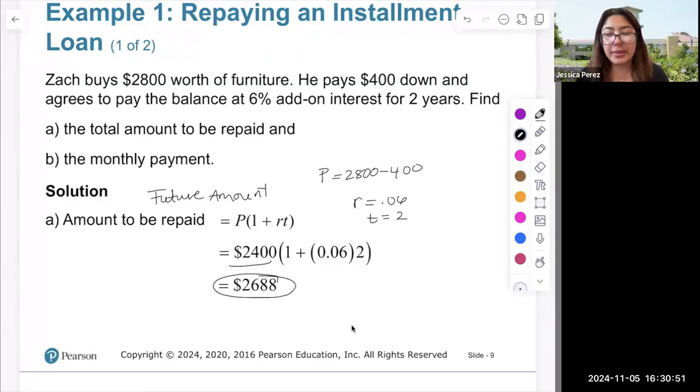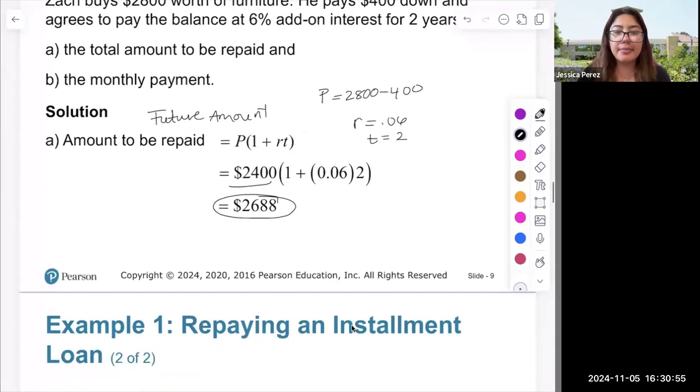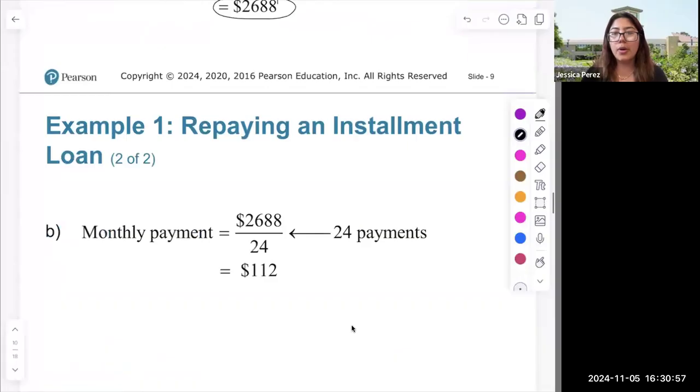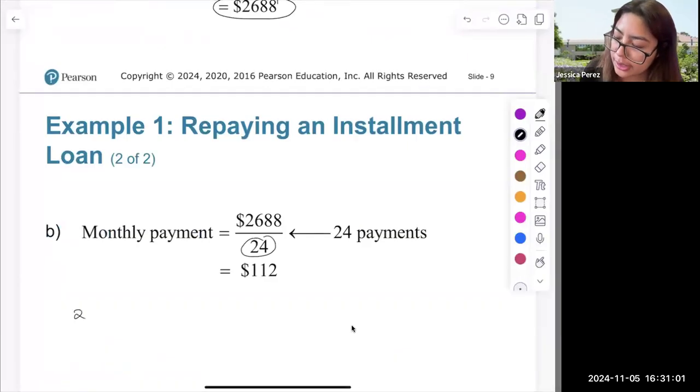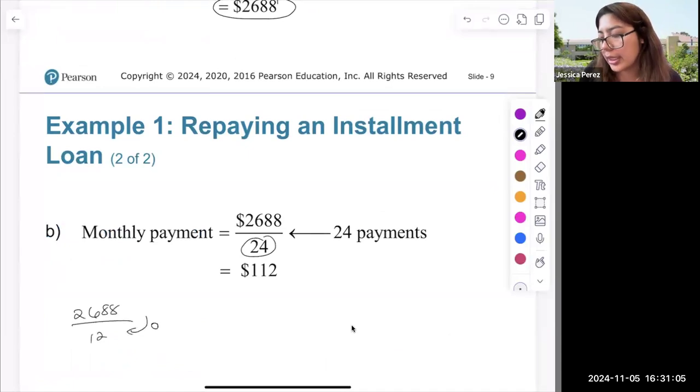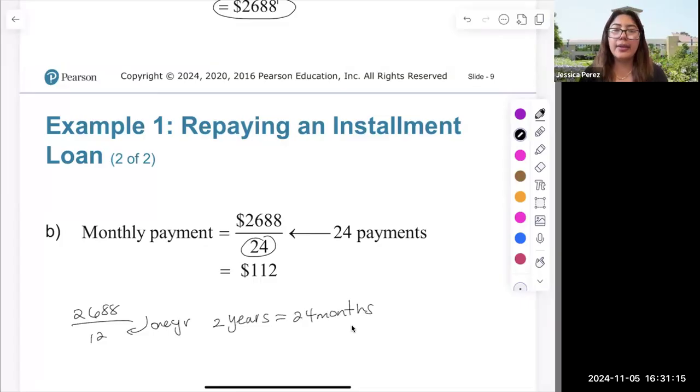Now we have to find the monthly payment. Well, for the monthly payment, we will take the amount divided by 24. Why 24? You might say, what's 2,688 divided by 12? That would be for 1 year. You are using it for 2 years. So 2 years is equivalent to 24 months. So there is a total of 24 payments.